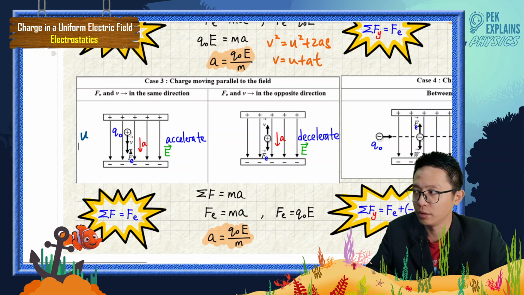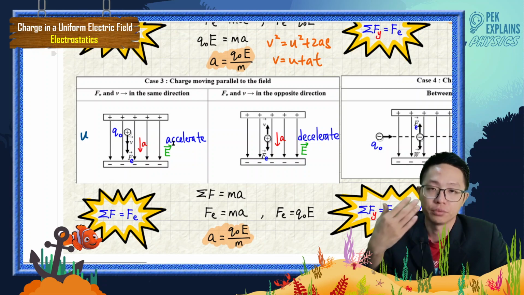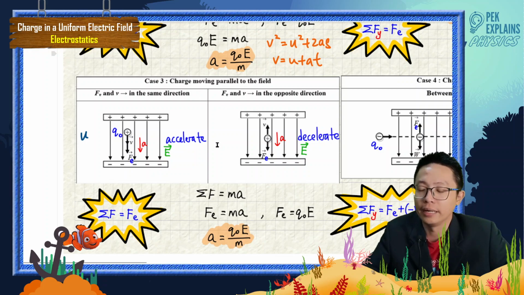It's like you press the pedal, so you accelerate. Your force is in the same direction as the velocity, and acceleration is in the same direction as the velocity. Acceleration is helping the velocity, so of course this object will accelerate. But this one, the velocity is upward.